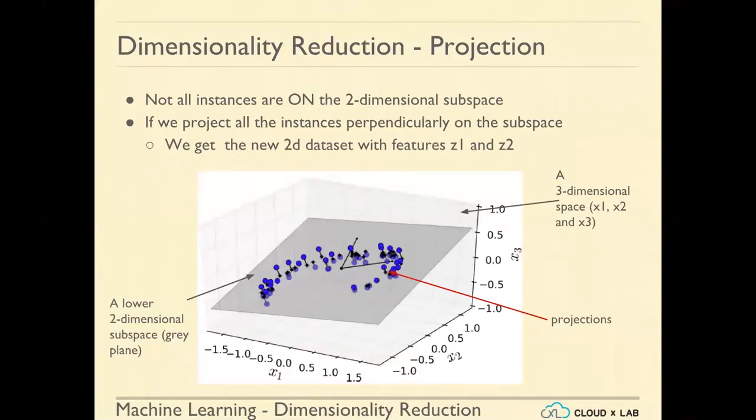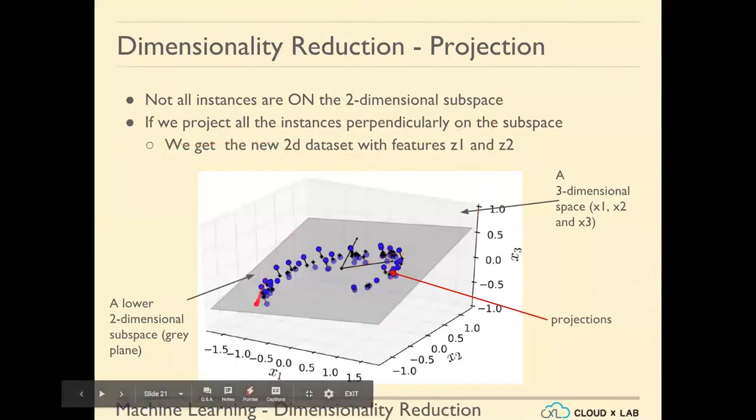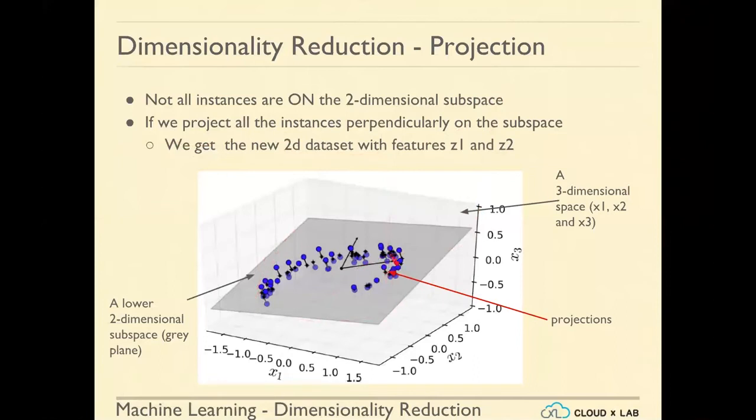Okay. So not all instances are on the two-dimensional subspace. If we project all the instances perpendicular to the subspace, we get a new 2D set. So if we come up with this kind of a plane, across which the values are not varying too much, you can see that here the data is almost fixed across this plane, right? It's not varying. So if we can come up with this plane, we can drop one dimension and we'll have only 2 dimensions, this dimension and this dimension. Correct? We don't require 3 dimensions.